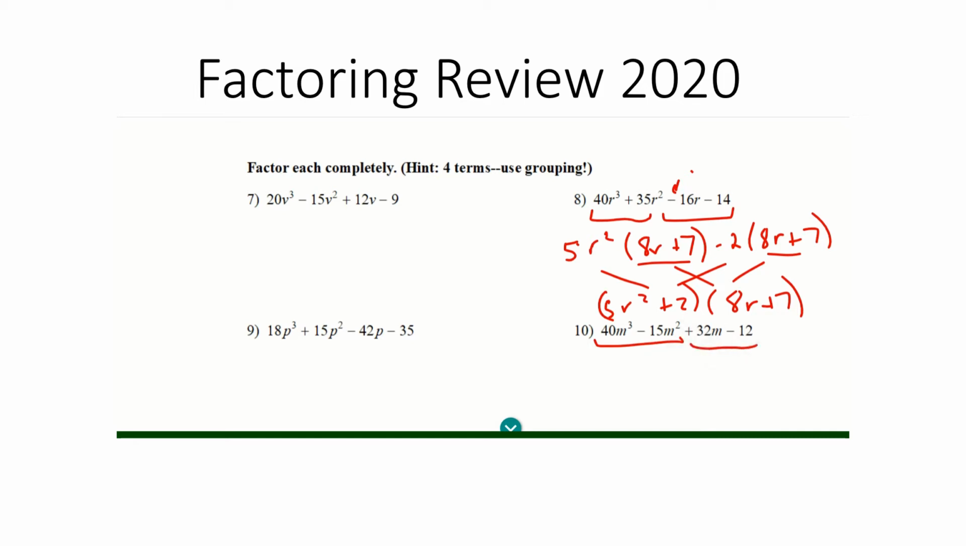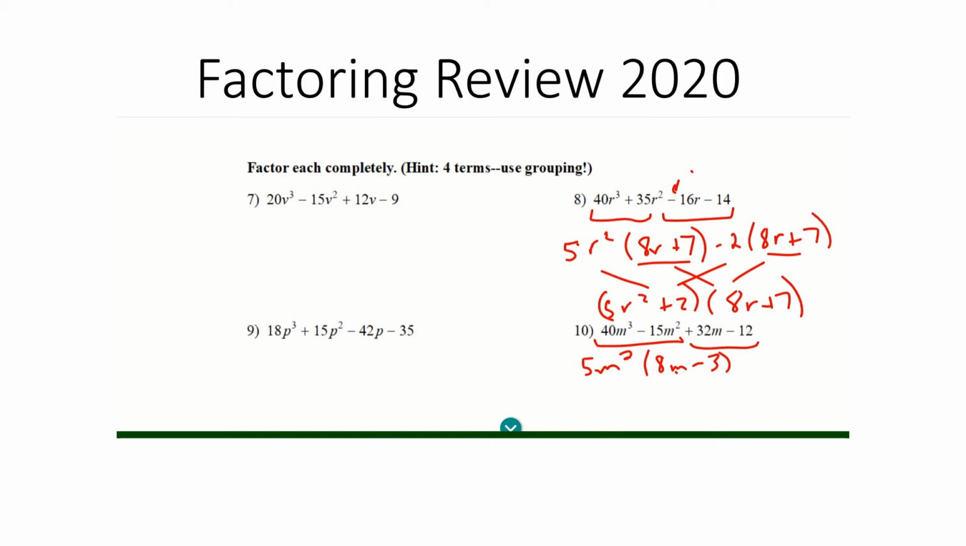Same here. I'm grouping the first and second. Biggest number that goes in both of those is 5. M squared is the biggest power. That leaves me with 8m minus 3. And so I know I need to end up with that over here too.